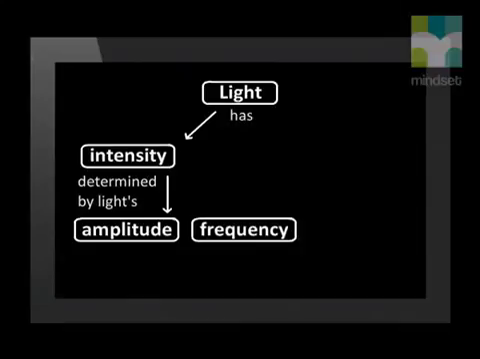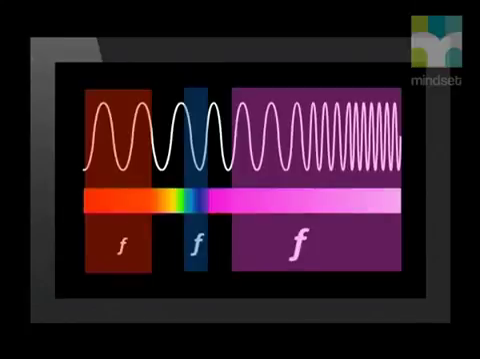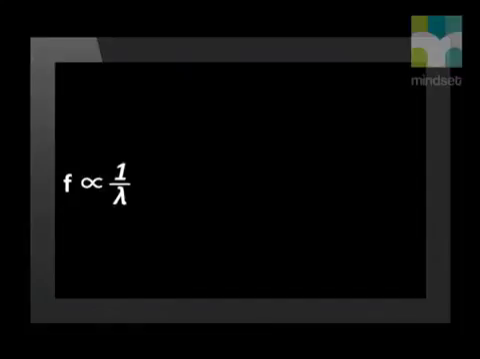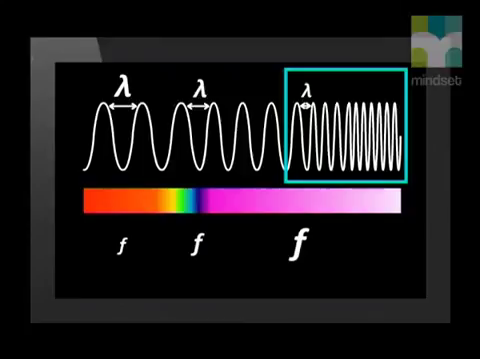The frequency of the light determines the light's color. Red light has a low frequency. Blue has a high frequency, and ultraviolet an even higher frequency. Remember that frequency and wavelength are inversely related. So red light has a long wavelength and low frequency, and ultraviolet light has a short wavelength and high frequency.